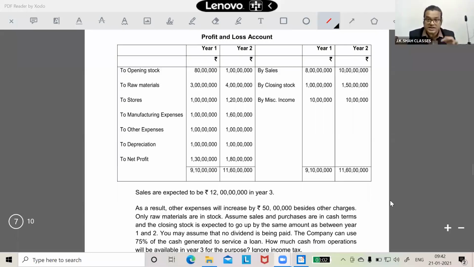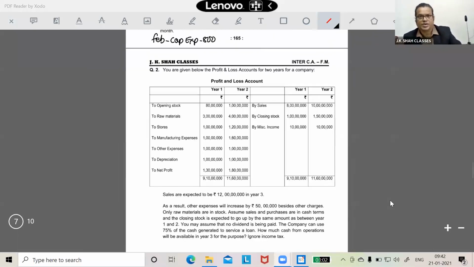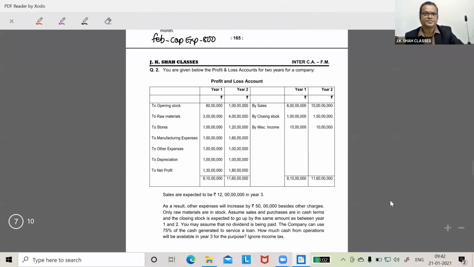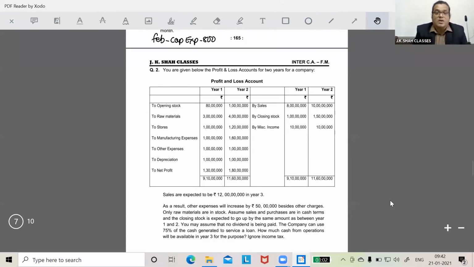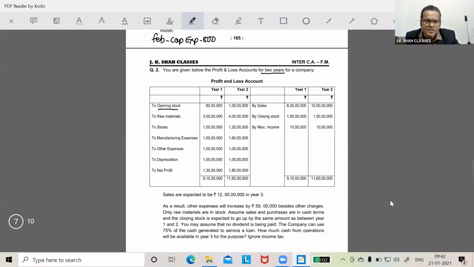Okay. See now how the second question is given. See what is told. You are given the P&L account for 2 years, for year 1 and year 2. You are given opening stock. You are given raw material. You are given closing stock.